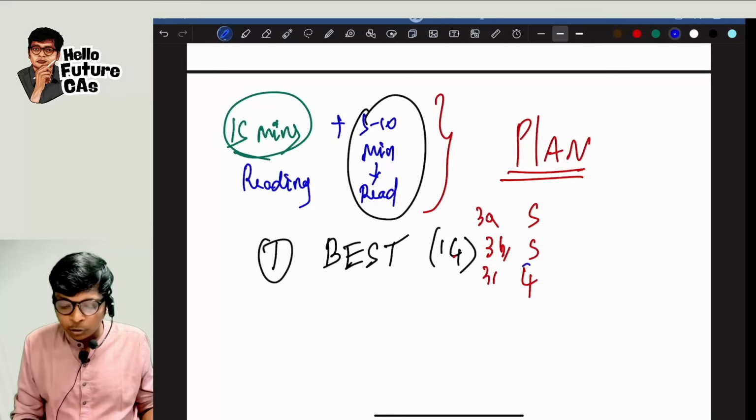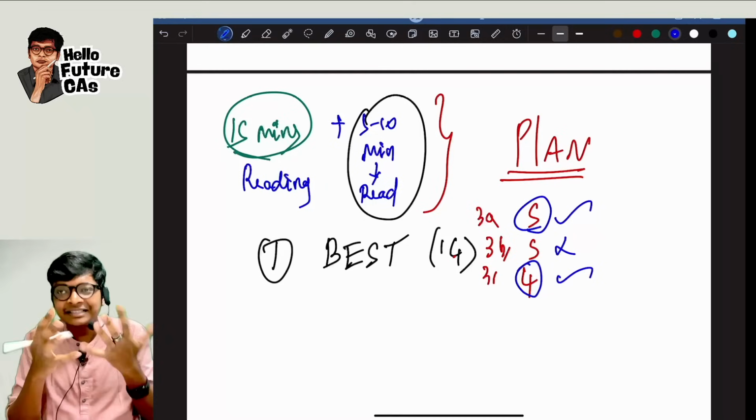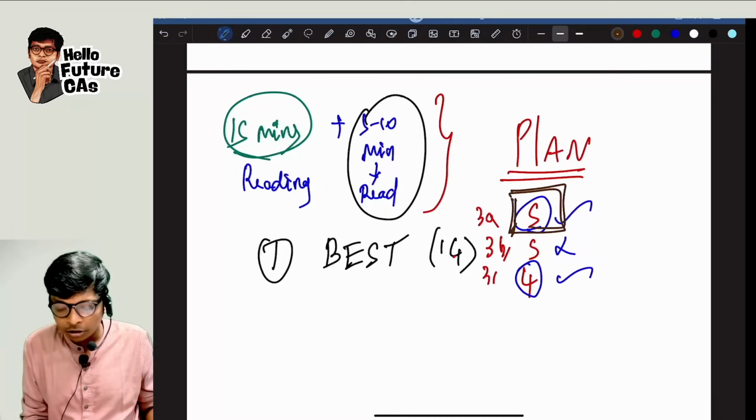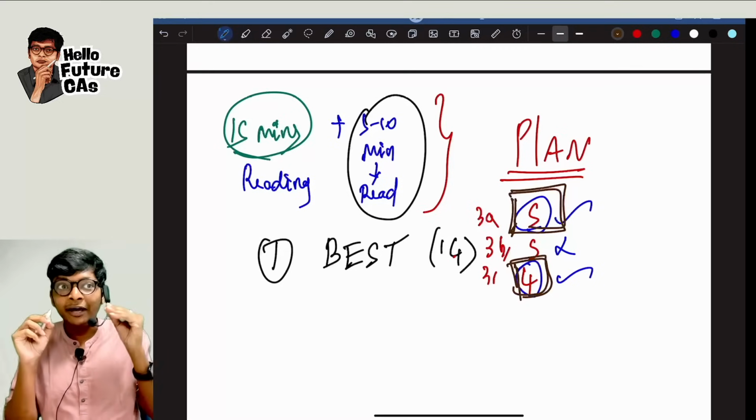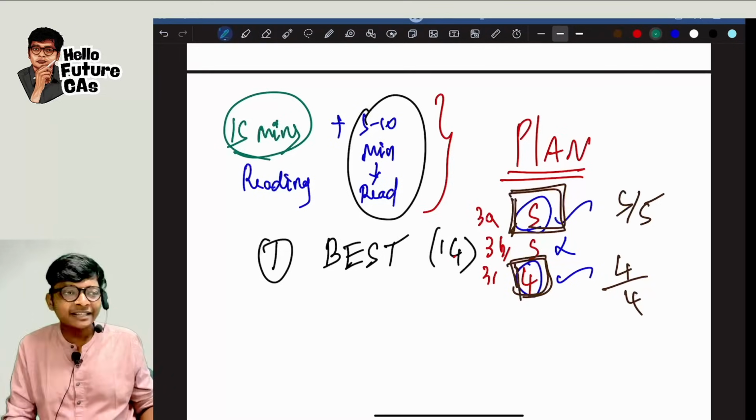In this, I know the 4 mark question well, I know the 5 mark question very well. This middle 5 marks, I don't know that much, no problem. Start with this 5 mark question or this 4 mark question where you know you will get 4 out of 4, 5 out of 5. Are you getting it, guys?